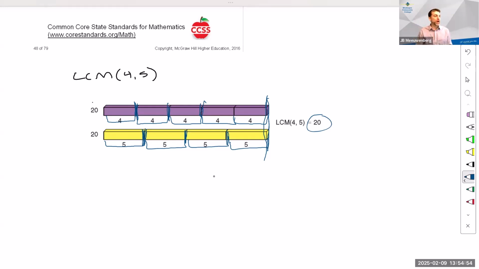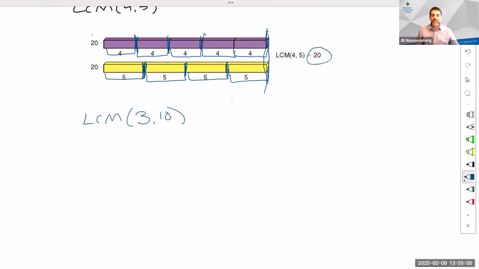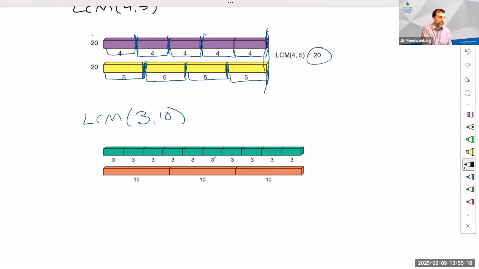So here's another one. If we look at the numbers 3 and 10, and we want to find the least common multiple of 3 and 10, we could sketch a diagram that looks something like this. And again, what you'll notice are these short rods of length 3. So 3, 3, 3, 3, 3. And then we have a length of 10. And here's the end of 10, but that does not line up with a length of 3. 10 is not divisible by 3.